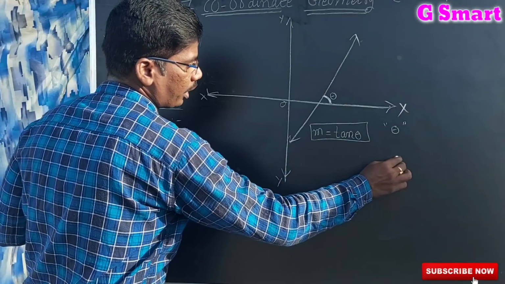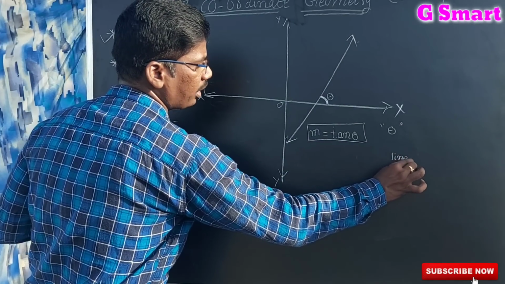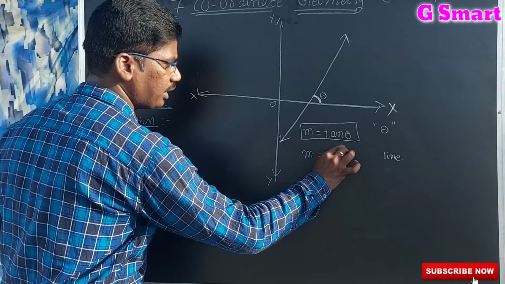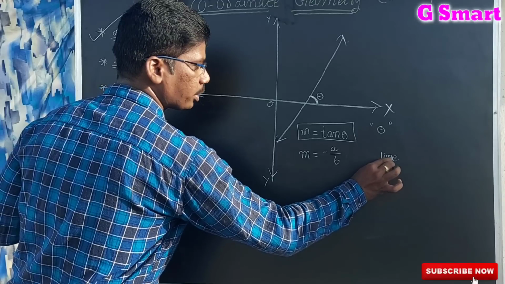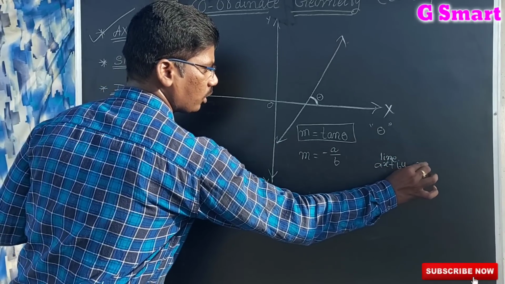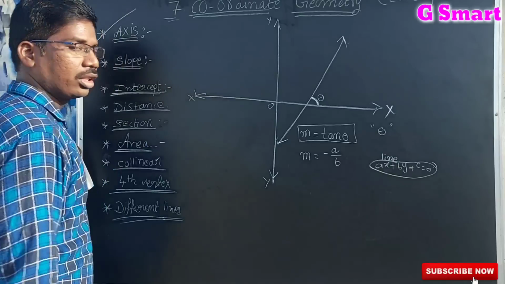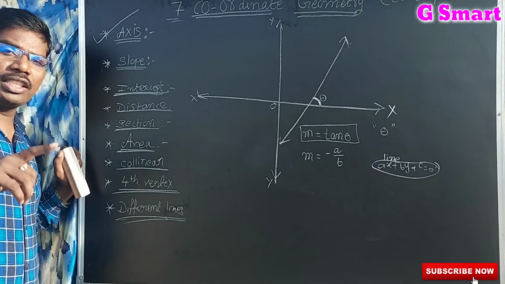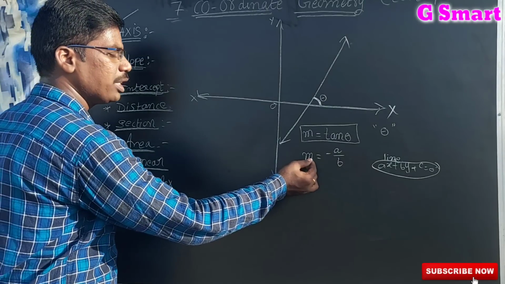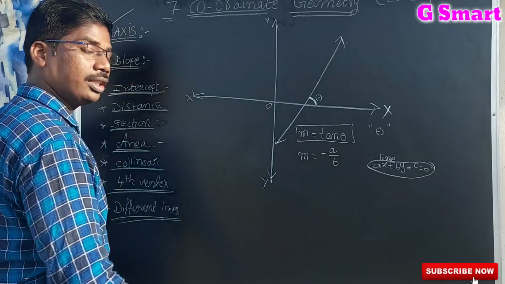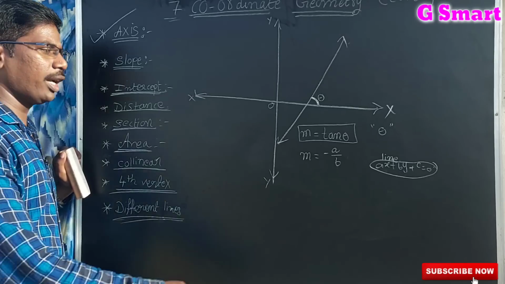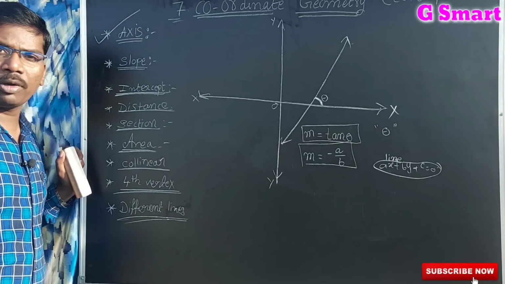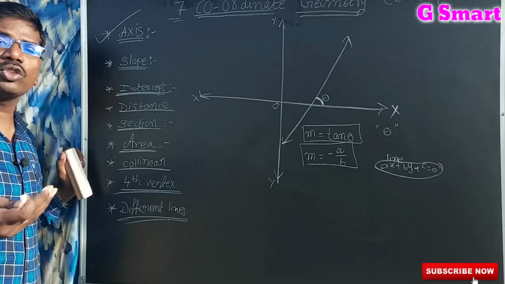Now if only the line is given, what is the slope of the line? m is equal to minus a by b. What is the line? ax plus by plus c is equal to 0. Already I explained this in the pair of linear equations, that is a line. If it is a line, then the slope of the line is m is equal to minus a by b, means minus x coefficient by y coefficient. For example, 2x plus 3y plus 6 is equal to 0. What is the slope of the line? Minus 2 by 3.